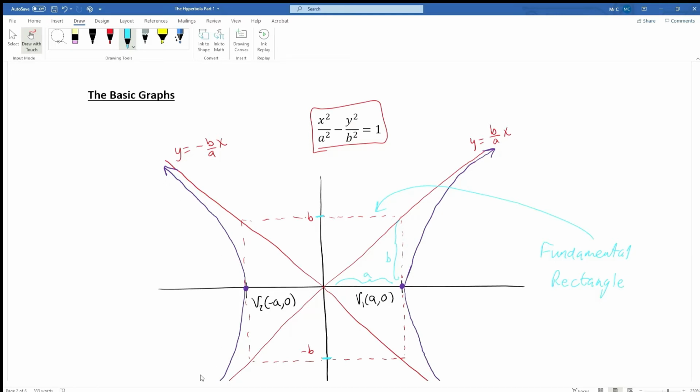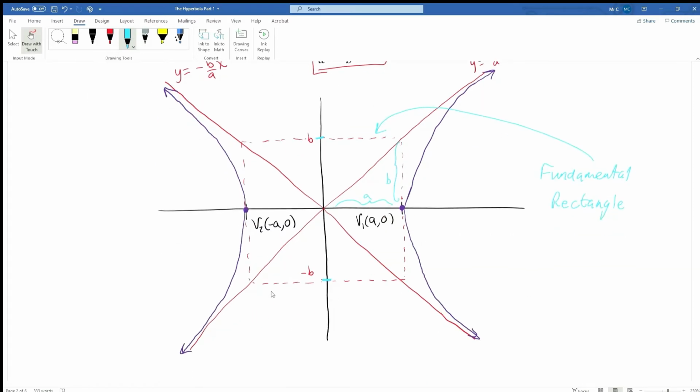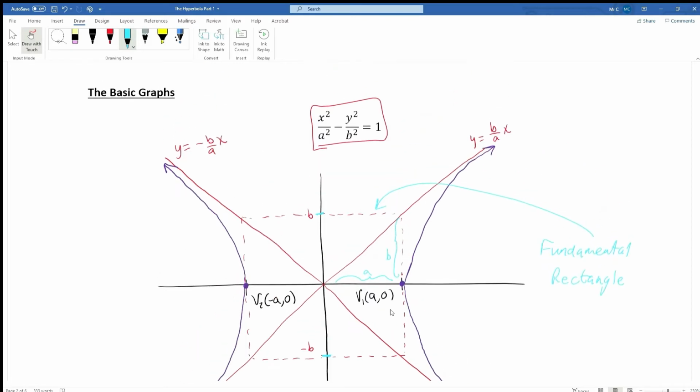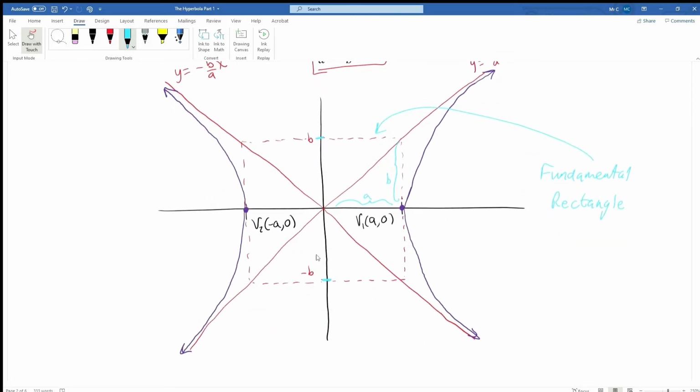So we can actually get a very good idea of the behavior of the hyperbola when we draw our graphs by first using this fundamental rectangle. I'm going to pretty consistently rely on this fundamental rectangle when I graph these hyperbolas.